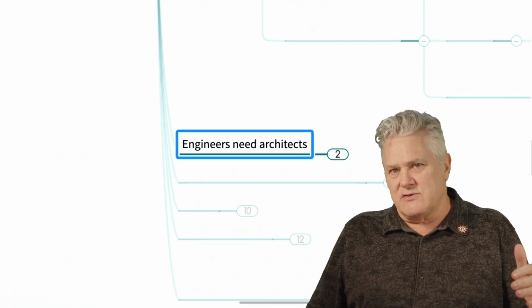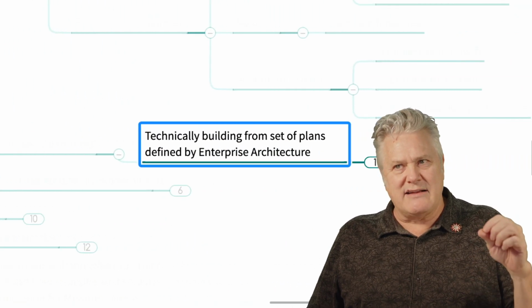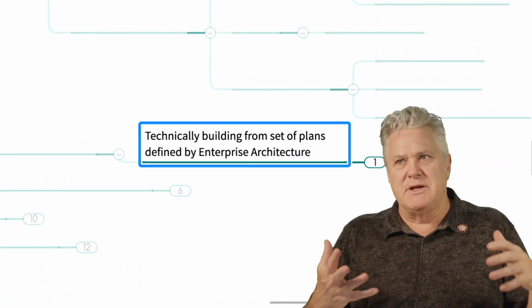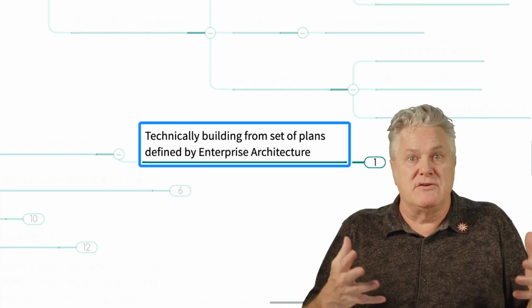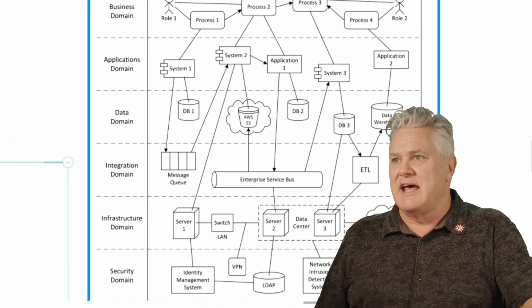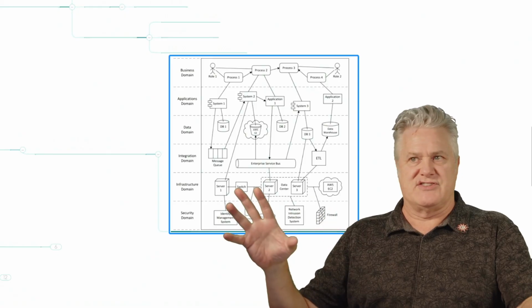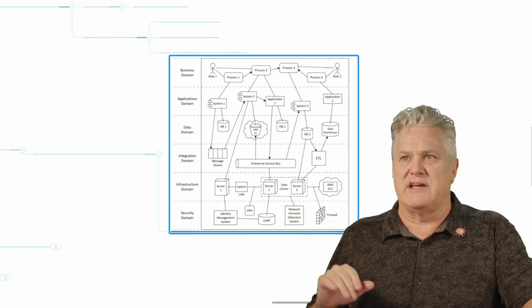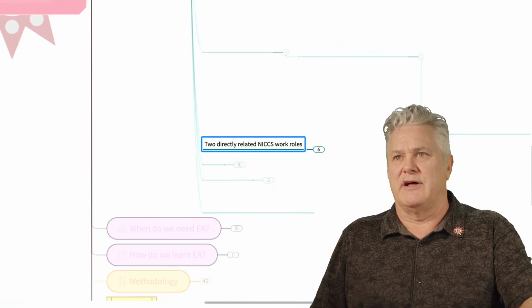Now, engineers need architects. Technically, what we're going to do is build from a set of plans. The enterprise architect builds that set of plans, and the engineers implement that set of plans. And that could look like something like this. This is one of the enterprise architecture plans that's out there from a container standpoint. We'll come back to that later on.